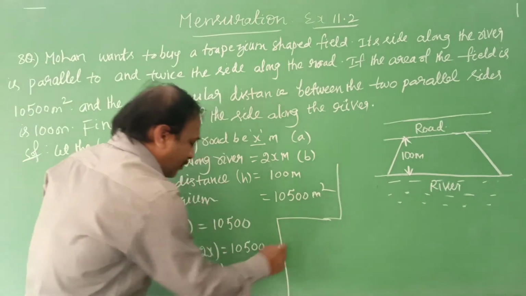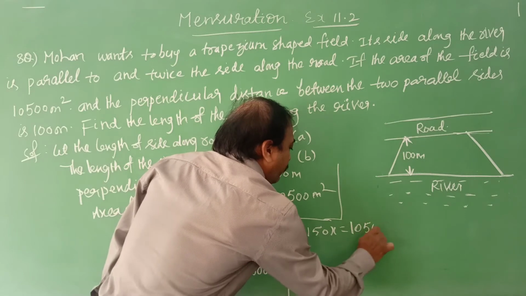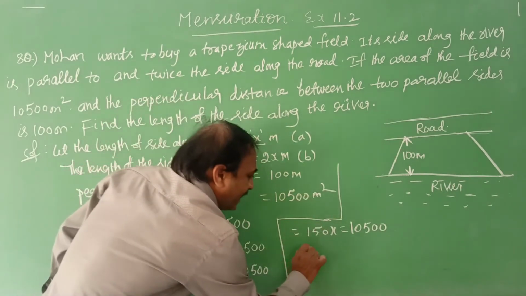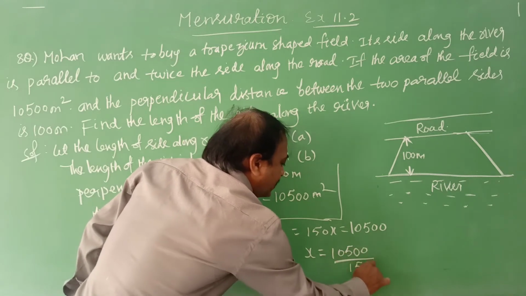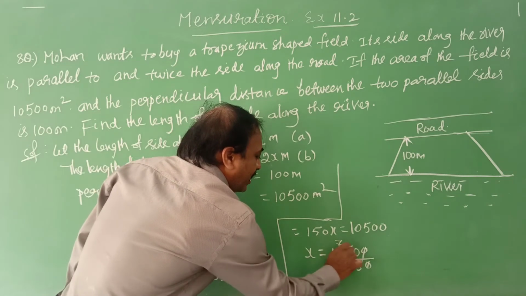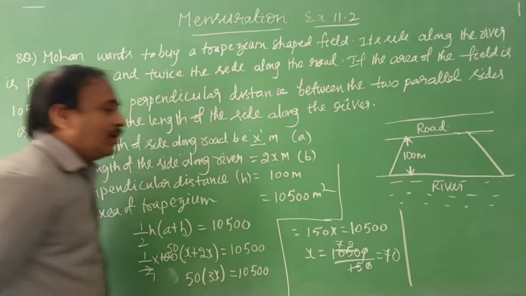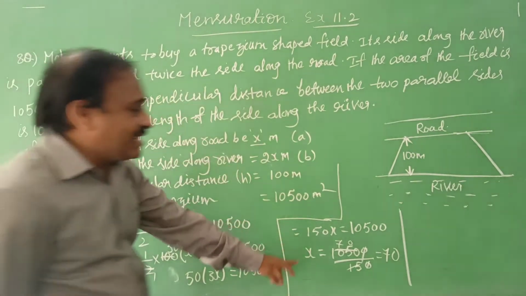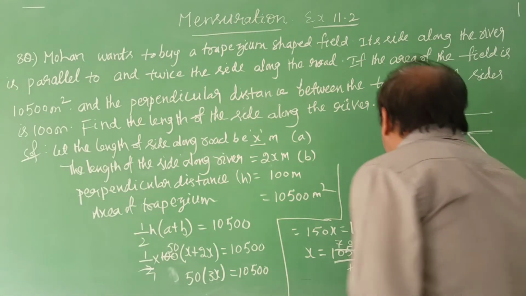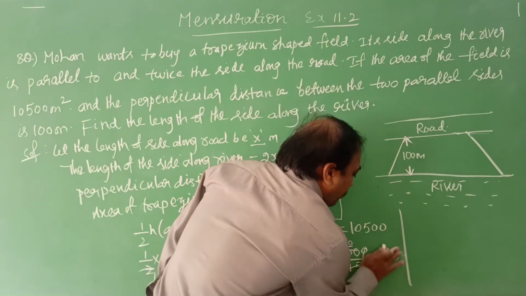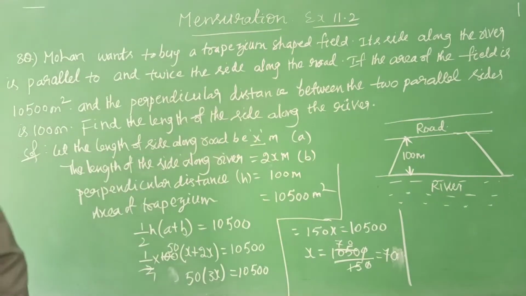50 into 3 is 150x, equal to 10,500. Then transpose 150 to that side. x is equal to 10,500 by 150. Zeros cancel. 15 sevens are 105 and 0. So x is equal to 70. The length along the roadside, x, is 70 meters.